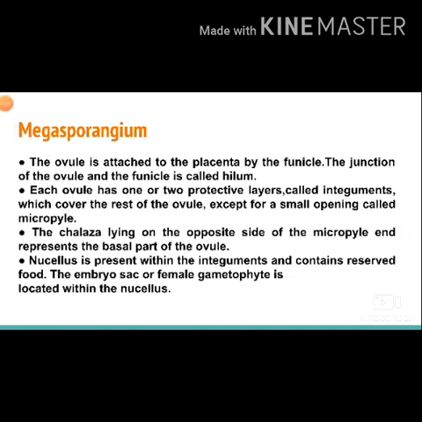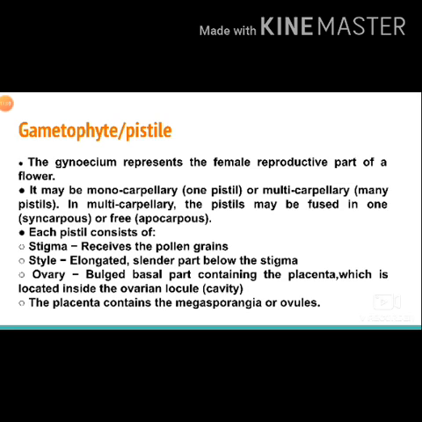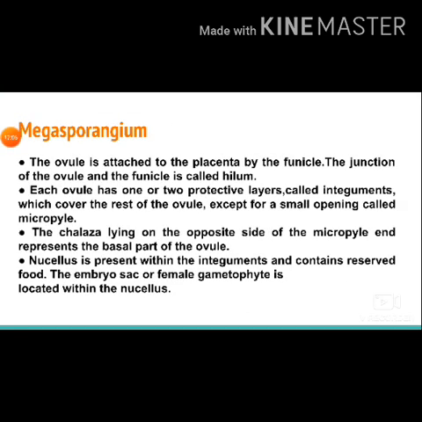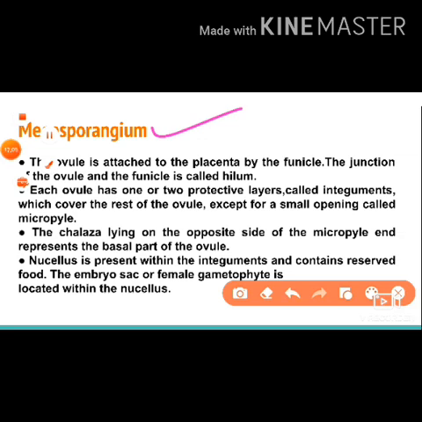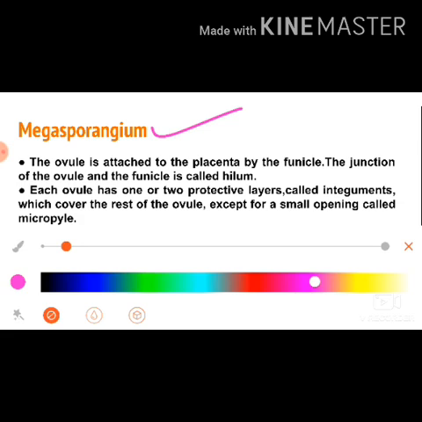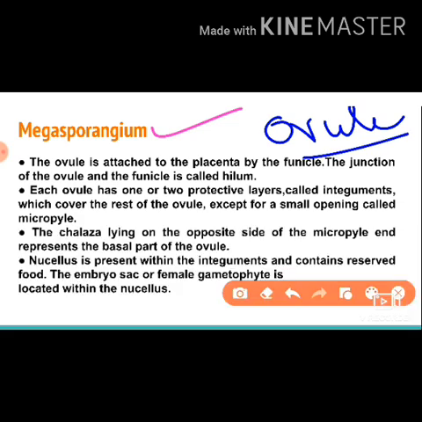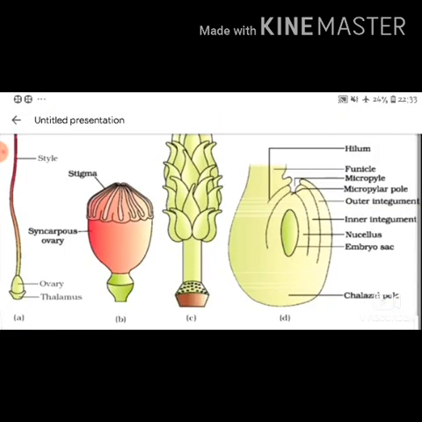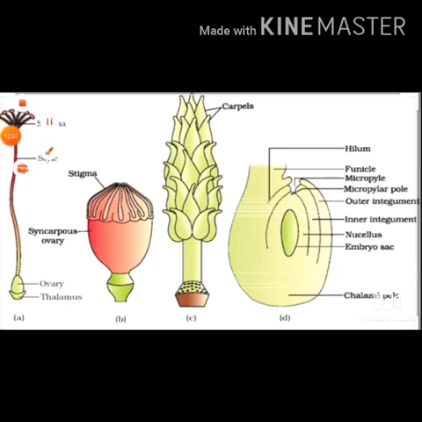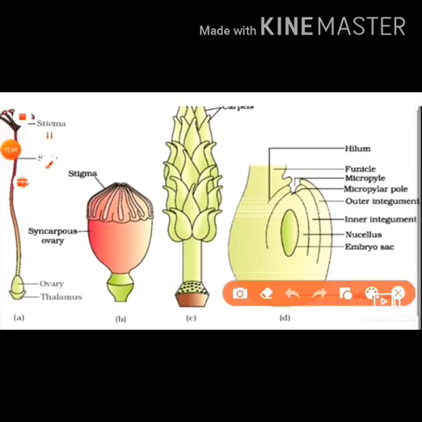Okay, next, that is megasporangia. Megasporangium is nothing but what we call an ovule, not ovary, an ovule. Usually the ovule is attached to the placenta by a funicle. If you observe the diagram, I will show the diagram for this. Here in your NCERT they have given the same diagram. This diagram is from NCERT only.